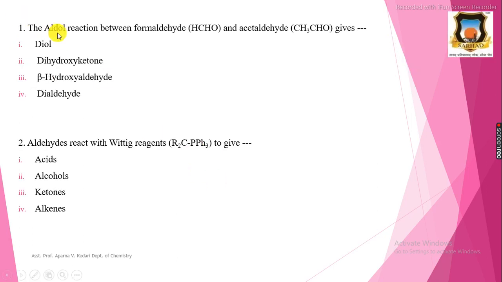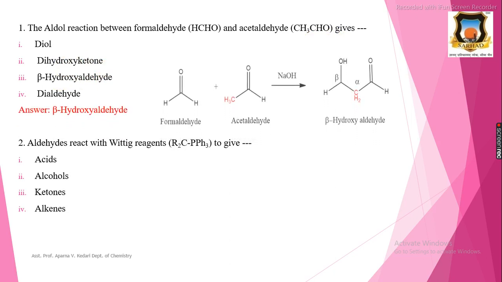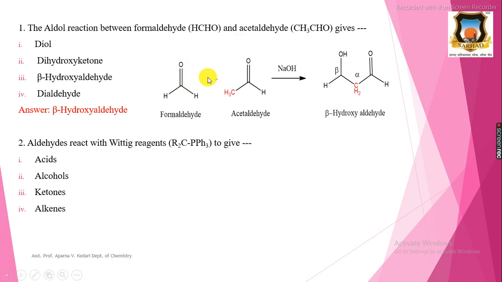The first question is: aldol reaction between formaldehyde and acetaldehyde gives the diol, dihydroxyketone, beta hydroxyaldehyde, or dialdehyde. And the correct answer is beta hydroxyaldehyde. Here the reaction is formaldehyde plus acetaldehyde in presence of sodium hydroxide, that is base, and it gives beta hydroxyaldehyde. This carbon is alpha carbon, this carbon is beta carbon, therefore we get beta hydroxyaldehyde.